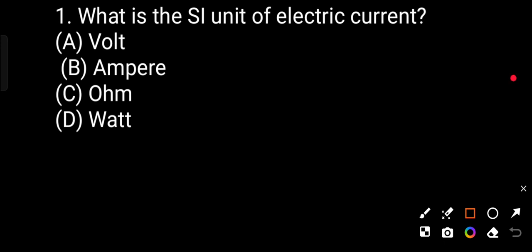Today we are seeing the 30 most important MCQ questions of electricity. The first question of electricity is, what is the SI unit of the electric current? Option A, volt. Option B, ampere, option C ohm, option D watt. The correct answer will be B, ampere.